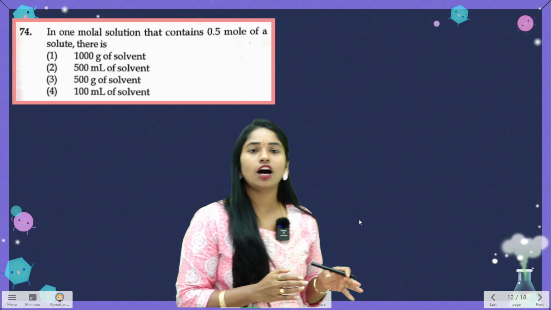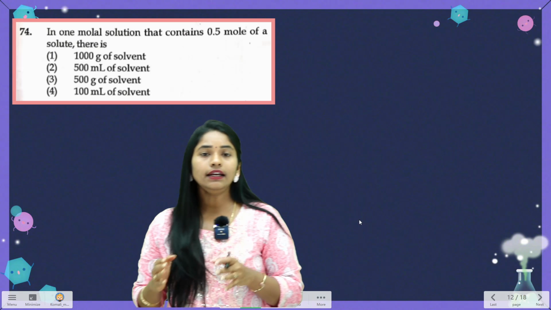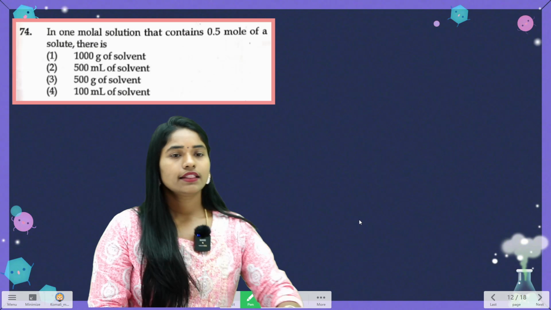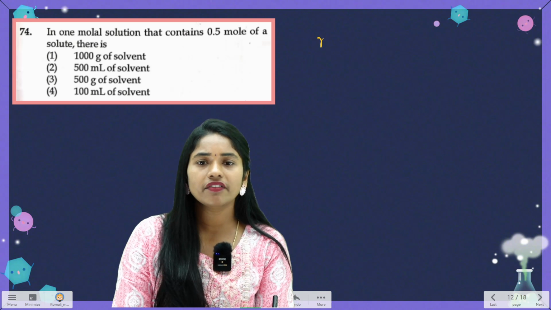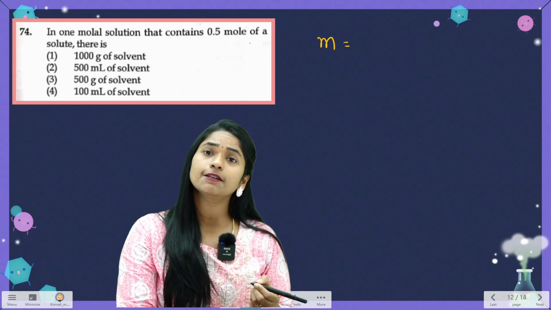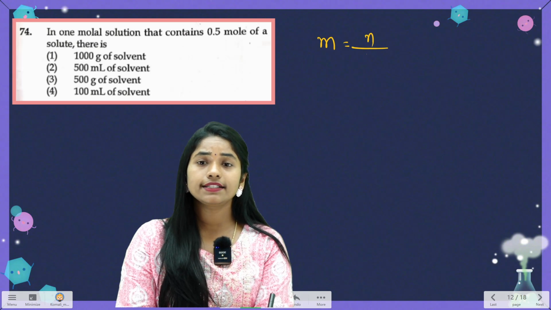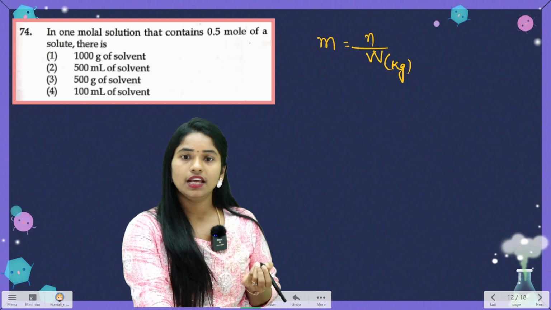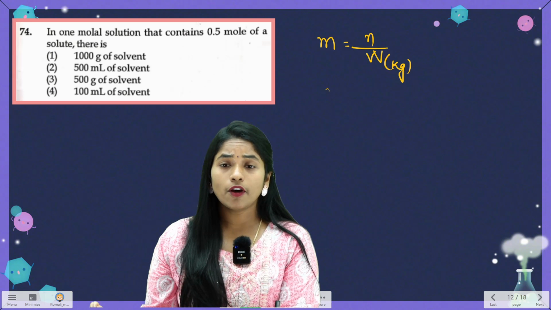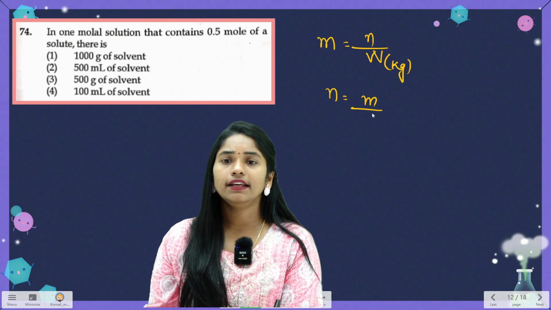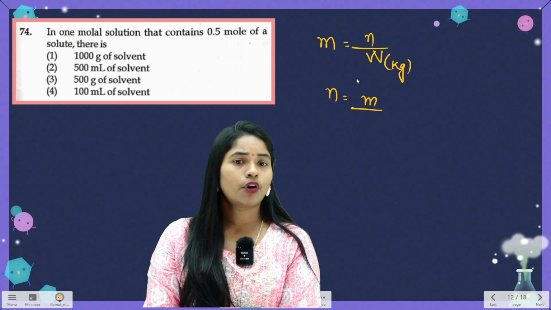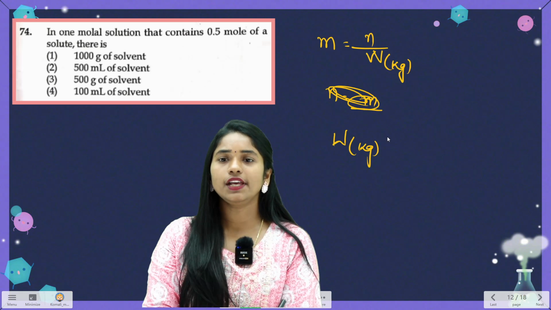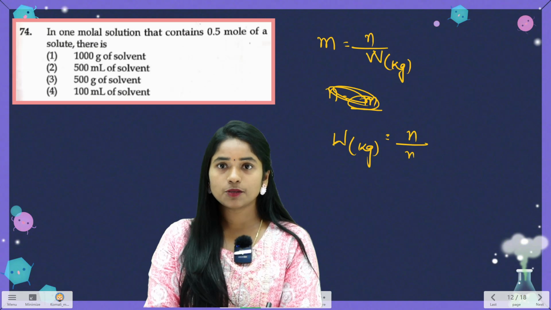In a 1 molar solution that contains 0.5 mole of a solute, they were asking, they have given the molality. We know molality. What is the molality formula, students? Molality is equal to N by W, where the weight of solvent will be in kg. Then how to find it? Weight of solvent in kg is equal to number of moles divided by molality.